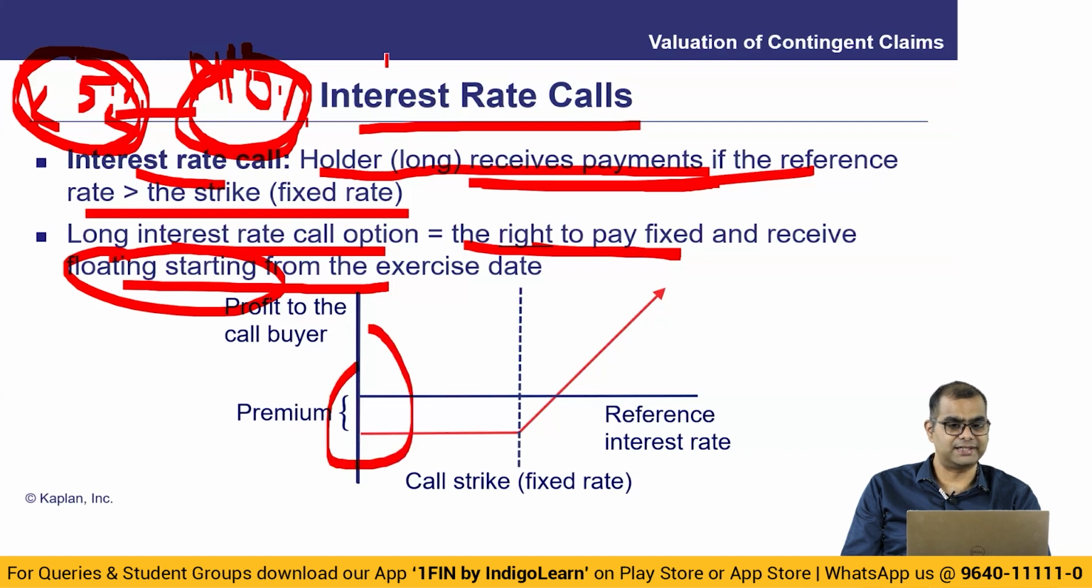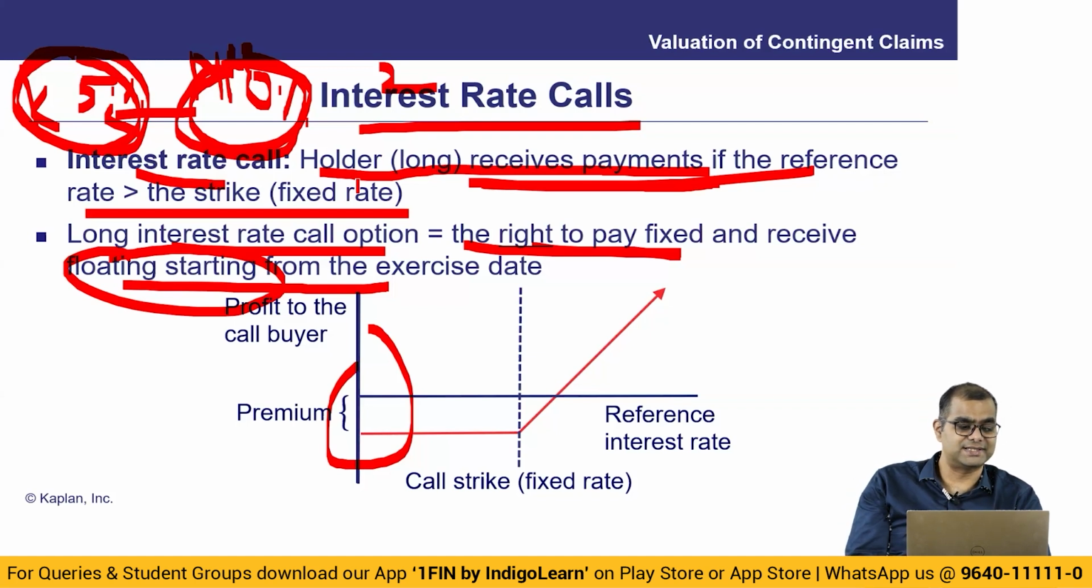So let us say the market interest rate is 2% instead of 5%. You will not receive 2 and pay 5. You will say, I will let the call expire. What is a call? A call is a right, not an obligation. In a forward rate agreement, you necessarily have to do something.